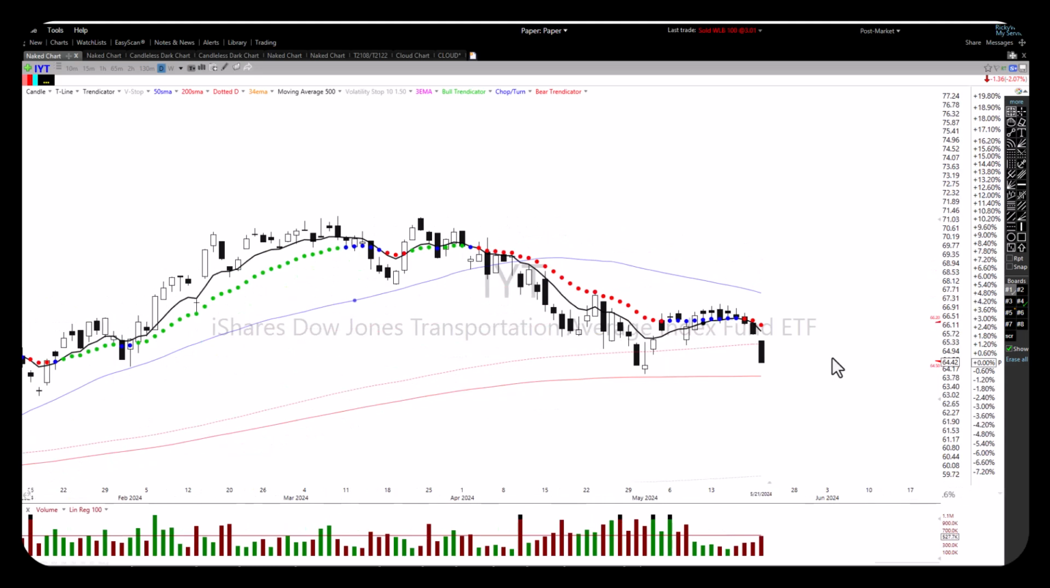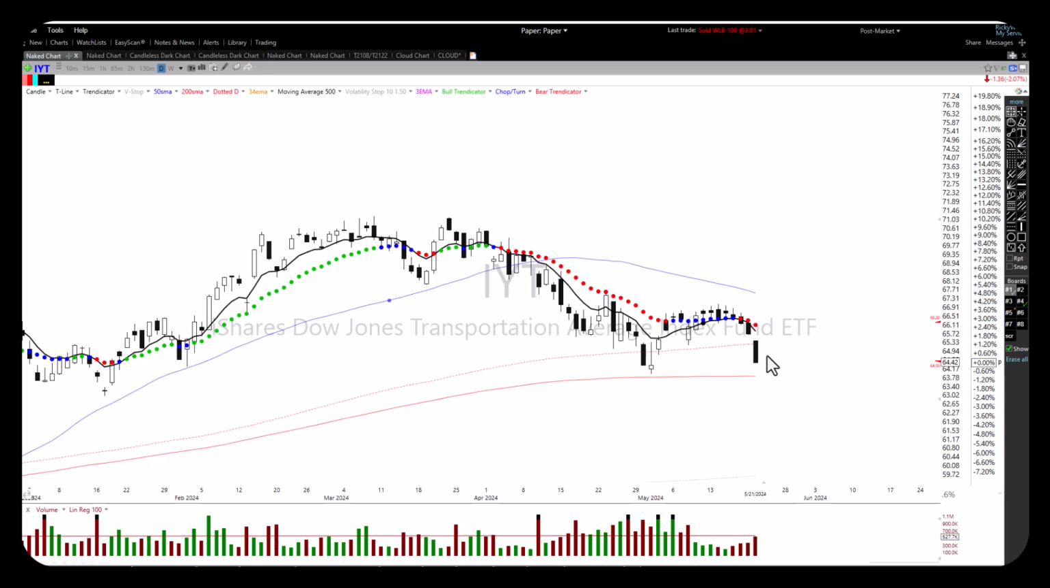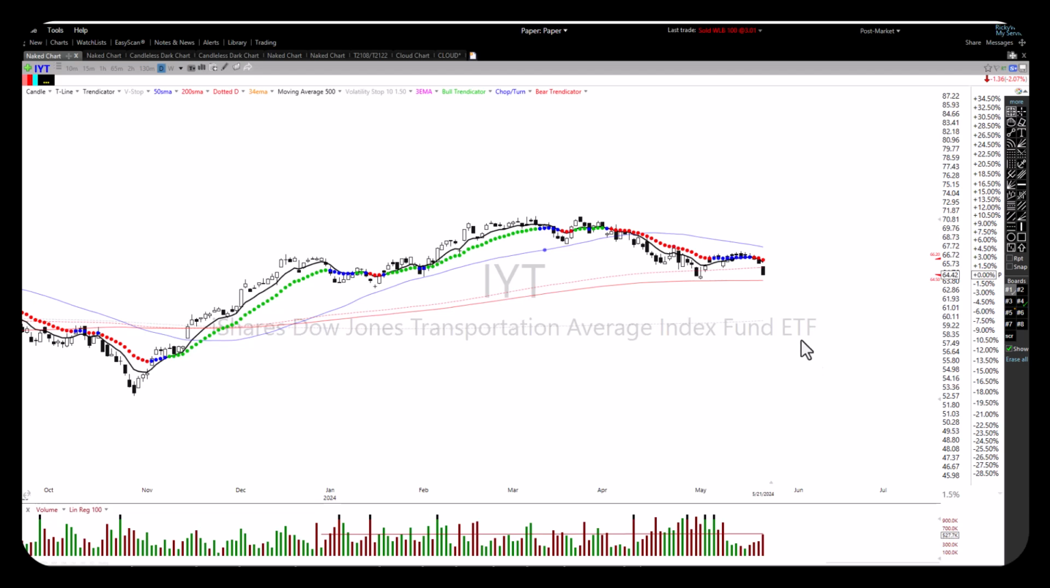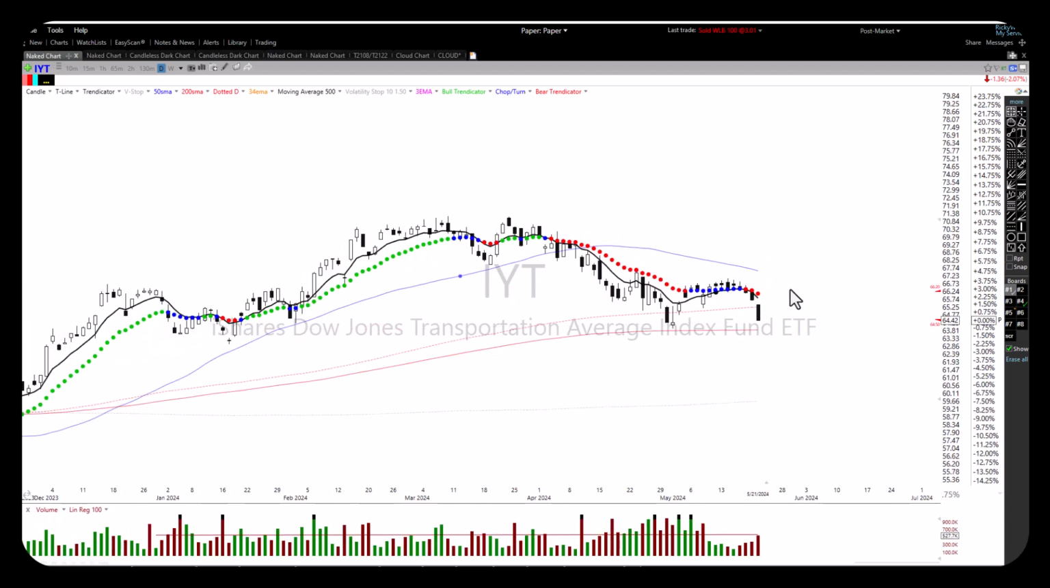And the transports are doing horrible, absolutely horrible. I look at them every day, a couple times a day, because if the market is not careful, it could have a hiccup, and transports are already to the downside. So we want to watch this. Be very, very careful.